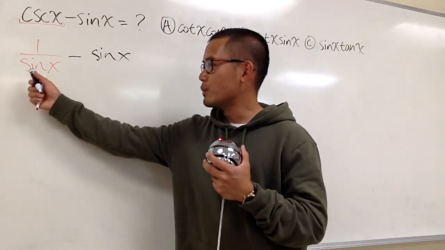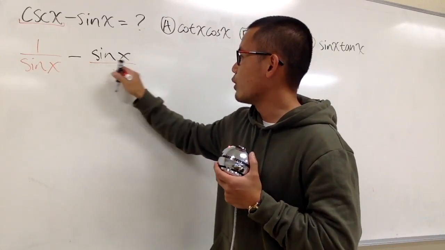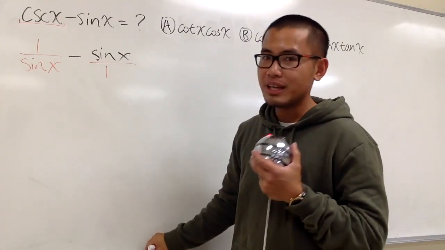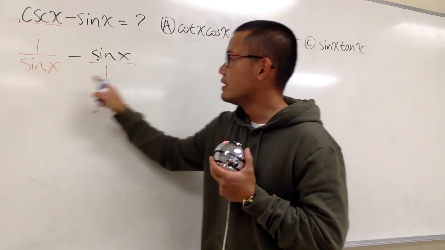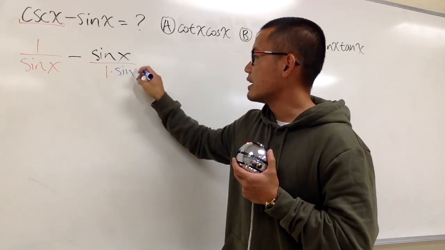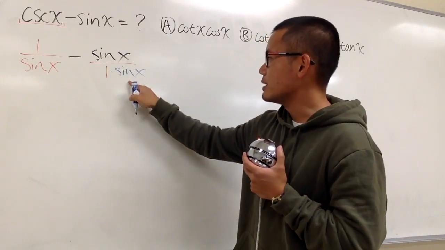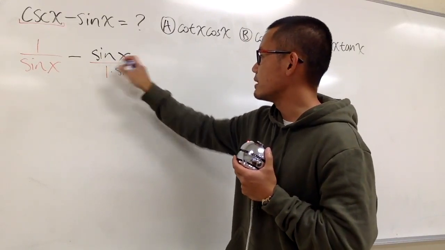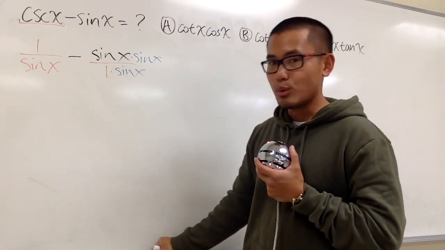And now, how can we subtract fractions? Well, let's put down the sine x as sine x over 1, and we have to get the common denominator, isn't it? This is sine x already. This is 1. I have to multiply this 1 by a sine x, so that this will be the same as that. And don't forget to do the same thing on the top as well. So we multiply this sine x by this sine x. And this is what we have at the moment.